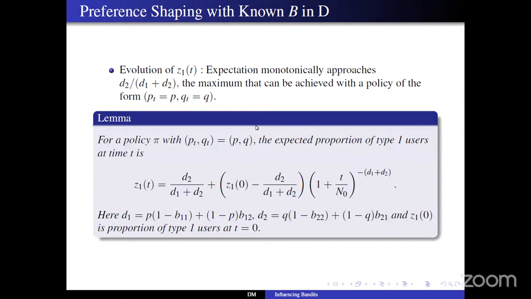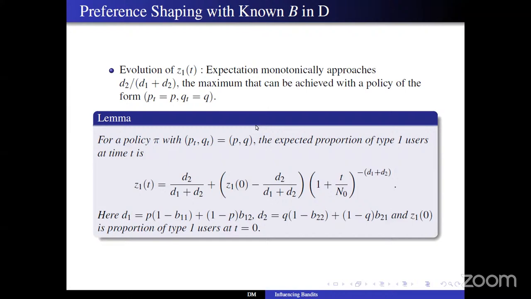So I'll show the whole thing. If I choose the policy as P and Q, then the expected proportion of type 1 users at time t, I can show that, if I write D1 and D2 like this, you don't need to worry too much about the messy math there. Essentially, I have some formula for D1 and D2. P and Q are coming from the conditions that I gave earlier, and I can get my D1 and D2 from that condition. Again, it depends on the B matrix, of course. Asymptotically, what we'll see is that if I use P and Q, the population fraction Z1 will converge towards this, where D1 and D2 are given by this. So you cannot push everybody to one side. You will have some ratio, which is not necessarily 1 or 0. Any questions on this?